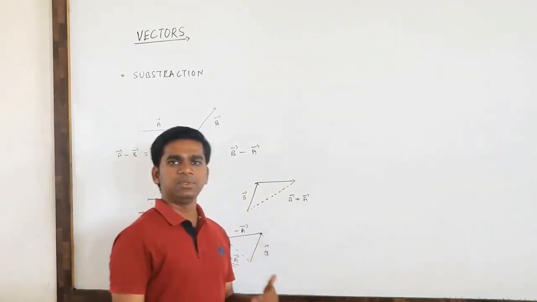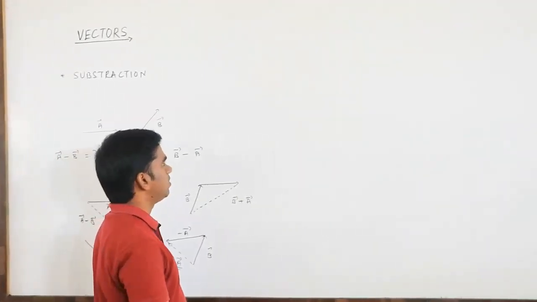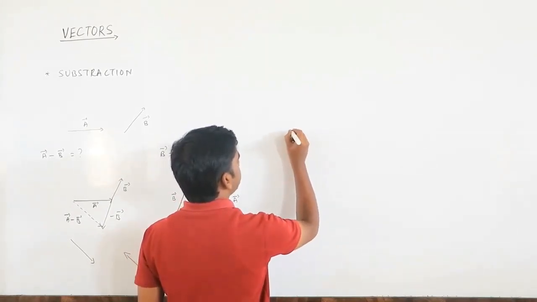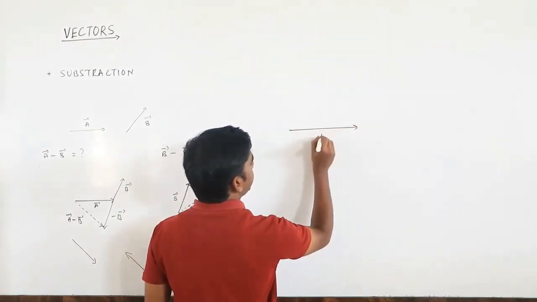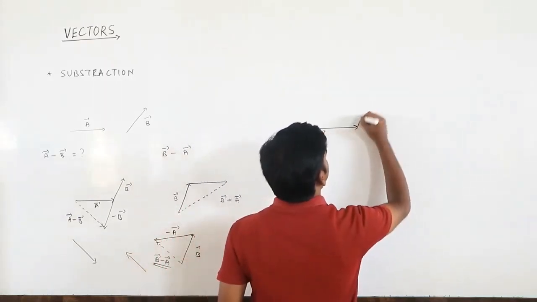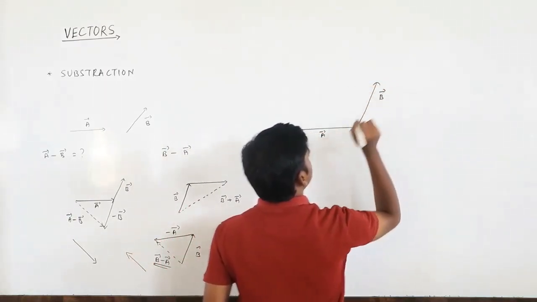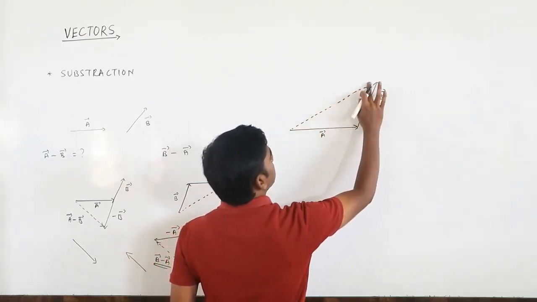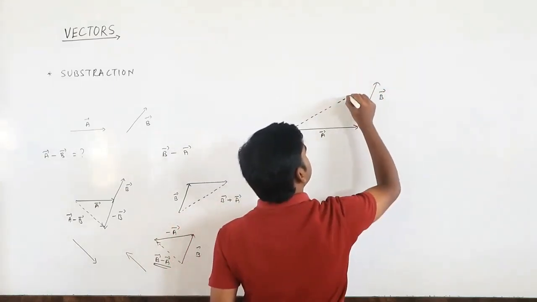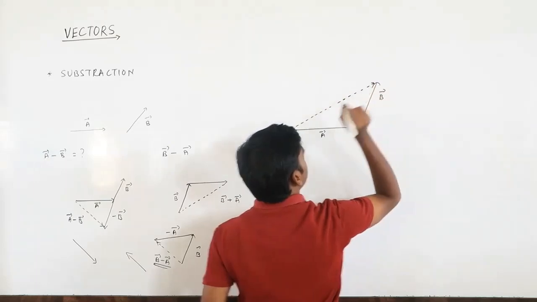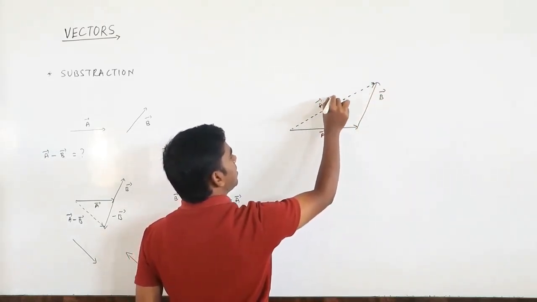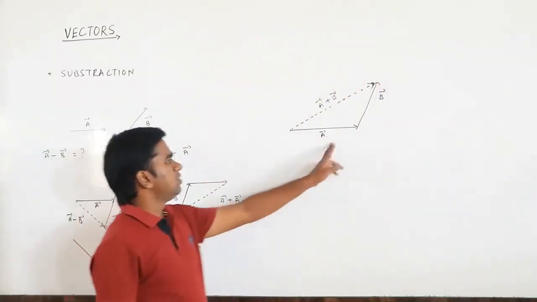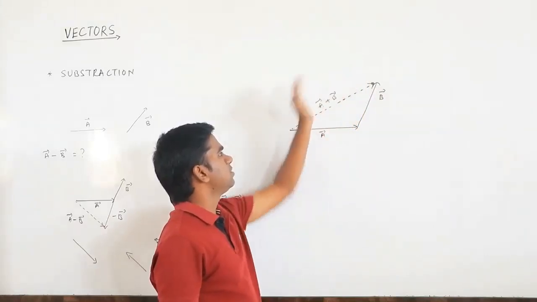The same thing will happen if you use the parallelogram law of vector addition also. Suppose you have two vectors. This is vector a, and I will take one more vector here. This is vector b. Take vector a plus b. Vector a plus b will be here. The direction is in this direction, opposite to this one, anti-clockwise, so this will come in clockwise.